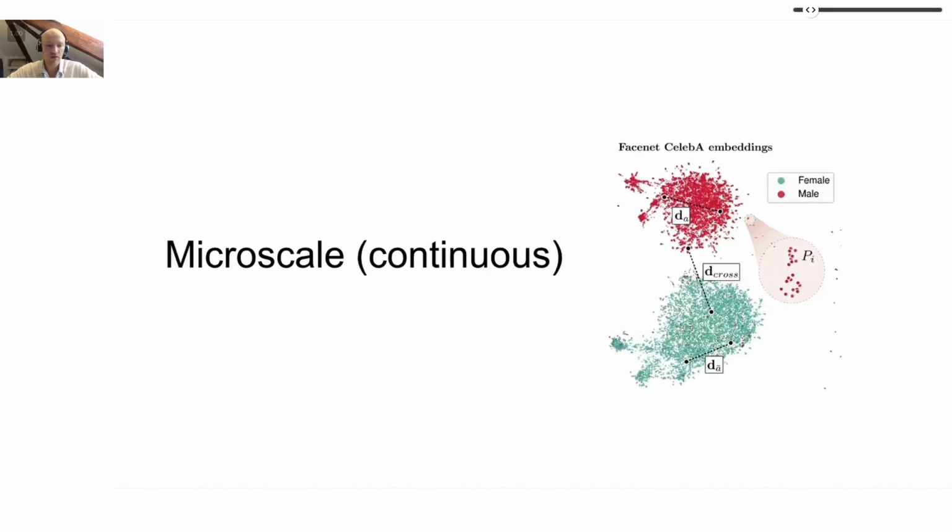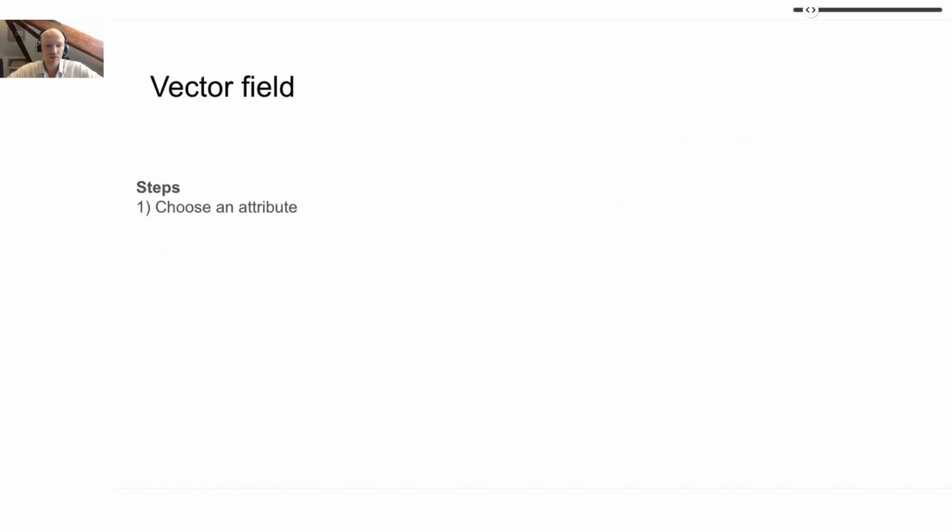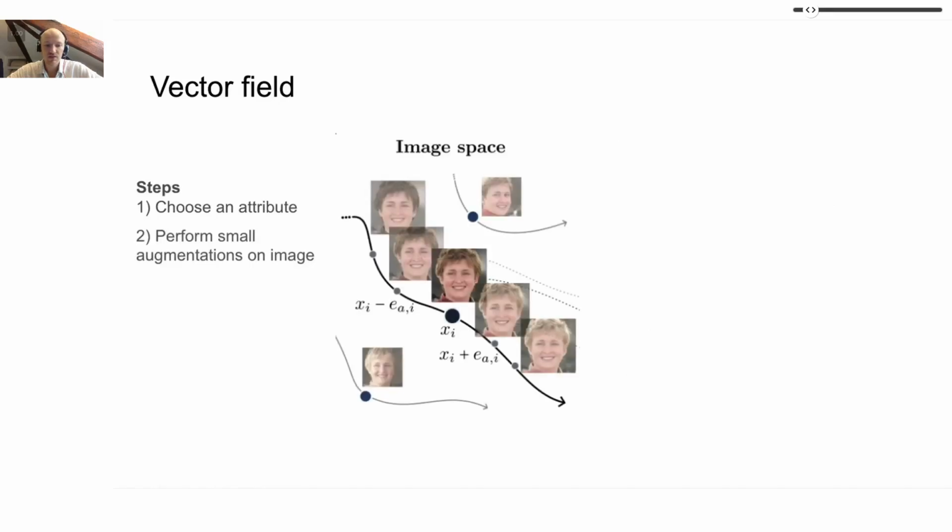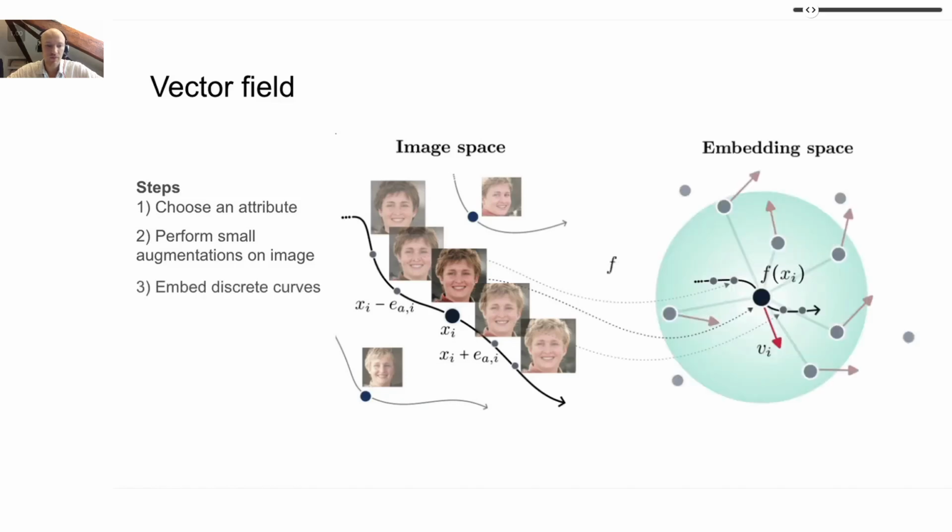Now let's go on with the micro scale, where we look at continuous variation for a single identity. For this part, we rely on generative models to control the design of faces. We start by choosing an attribute and we tweak images slightly with a GAN to generate small variation along a curve. We then project to the embedding space where we can compute by finite differences a normalized vector field where each tangent vector, here in red, represents the direction of infinitesimal variation for the chosen attribute.